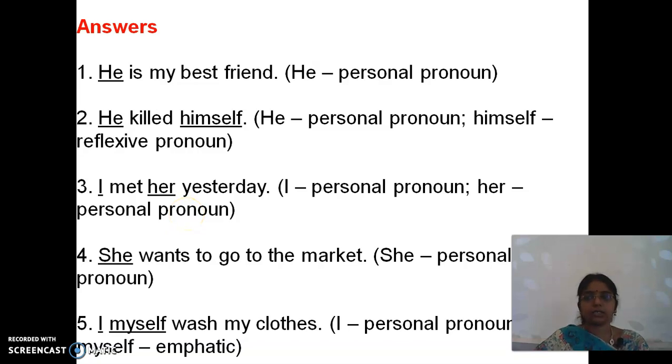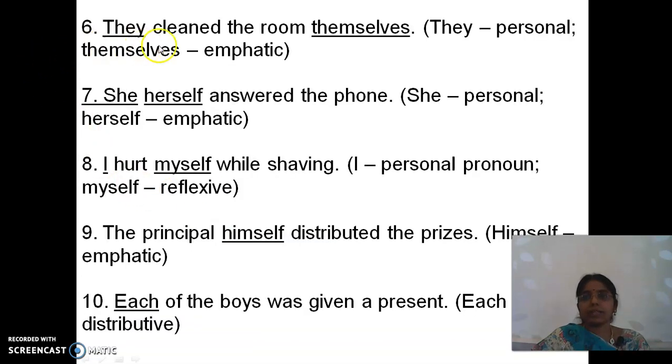Shall I move to the next 5? They cleaned the room themselves. They is personal, themselves is emphatic. She herself answered the phone. She is personal and herself is emphatic. I hurt myself while shaving. I is personal pronoun. Myself is reflexive pronoun. The principal himself distributed the prizes. Himself is emphatic pronoun. Each of the boys was given a present.